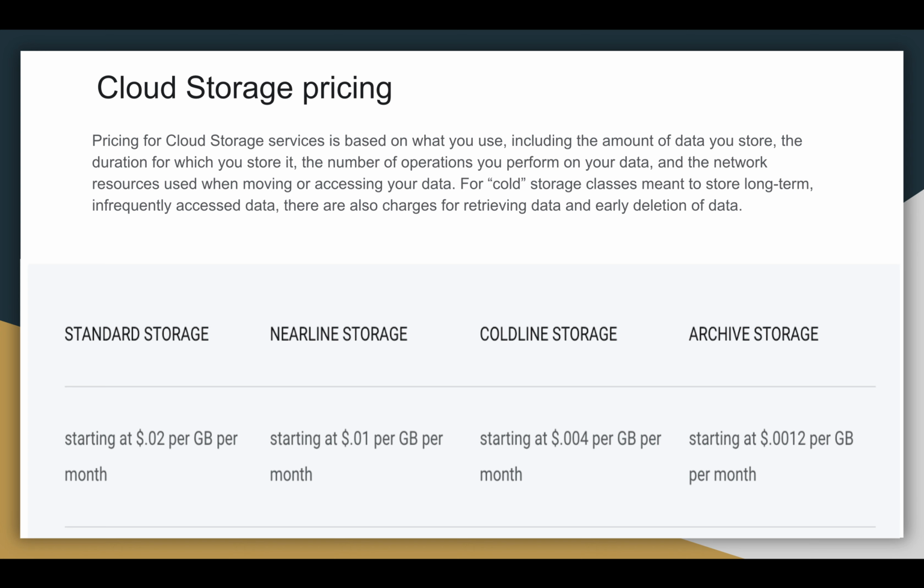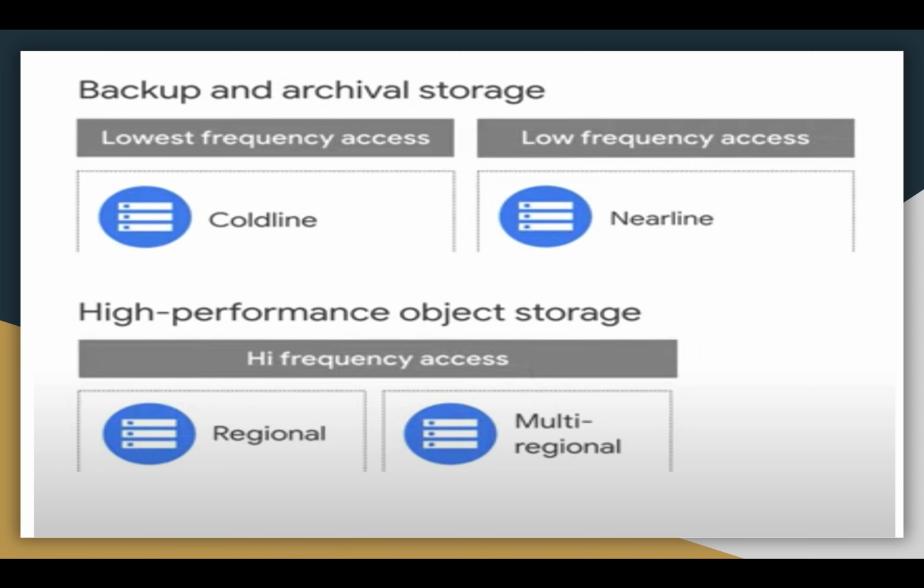For cold storage classes meant for storing long-term infrequently accessed data, there are also charges for retrieving data and for early deletion of data. We have two types: backup and archival storage, and high performance object storage. Under backup and archival storage, we have two options: coldline and nearline. Coldline is lowest frequency access, and nearline is low frequency access. The next one is high performance object storage. This is high frequency access, regional and multi-regional.